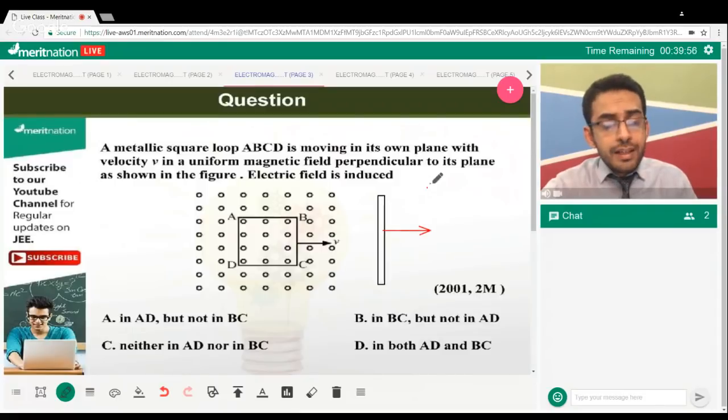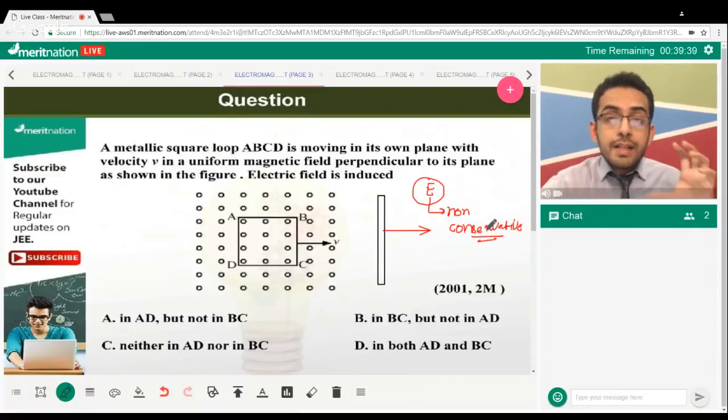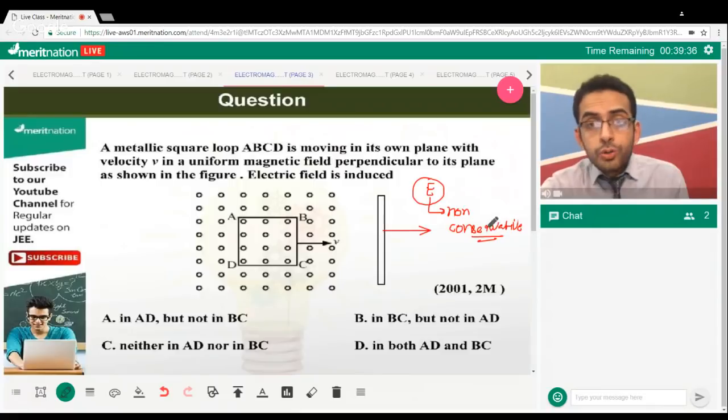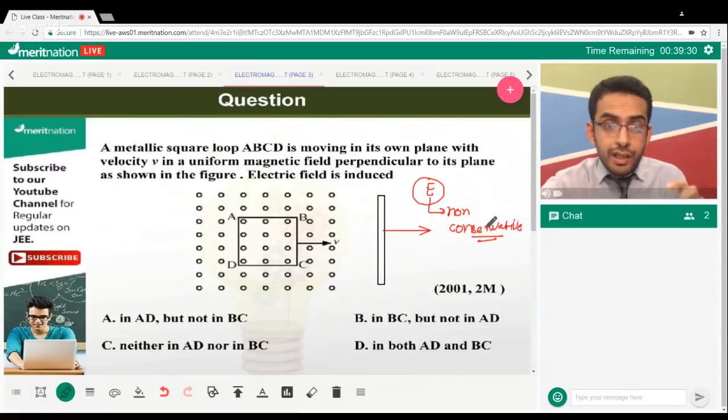So the electric field developed inside the conductor is a non-conservative type of electric field. Why is it non-conservative? Because the net work done by this electric field in a closed loop will not be zero. It will be equal to the EMF induced. We're talking about work done per unit charge. So now let's see.